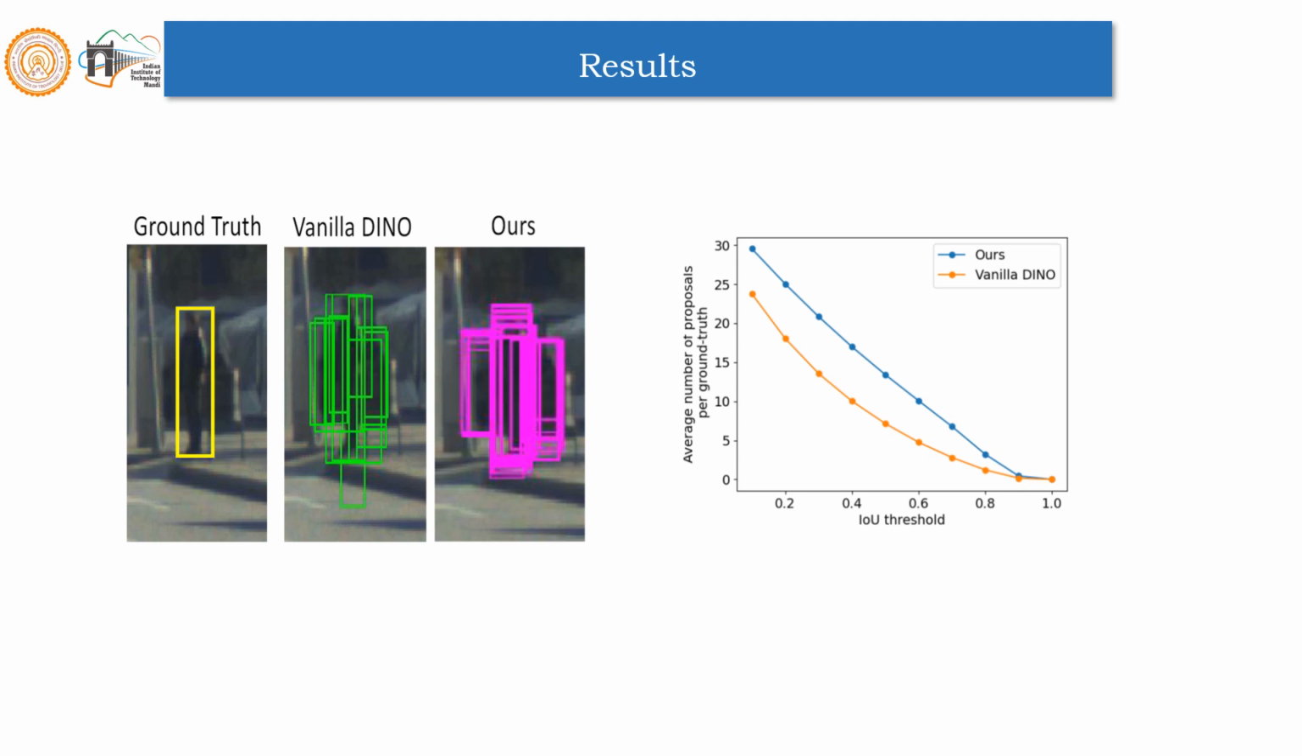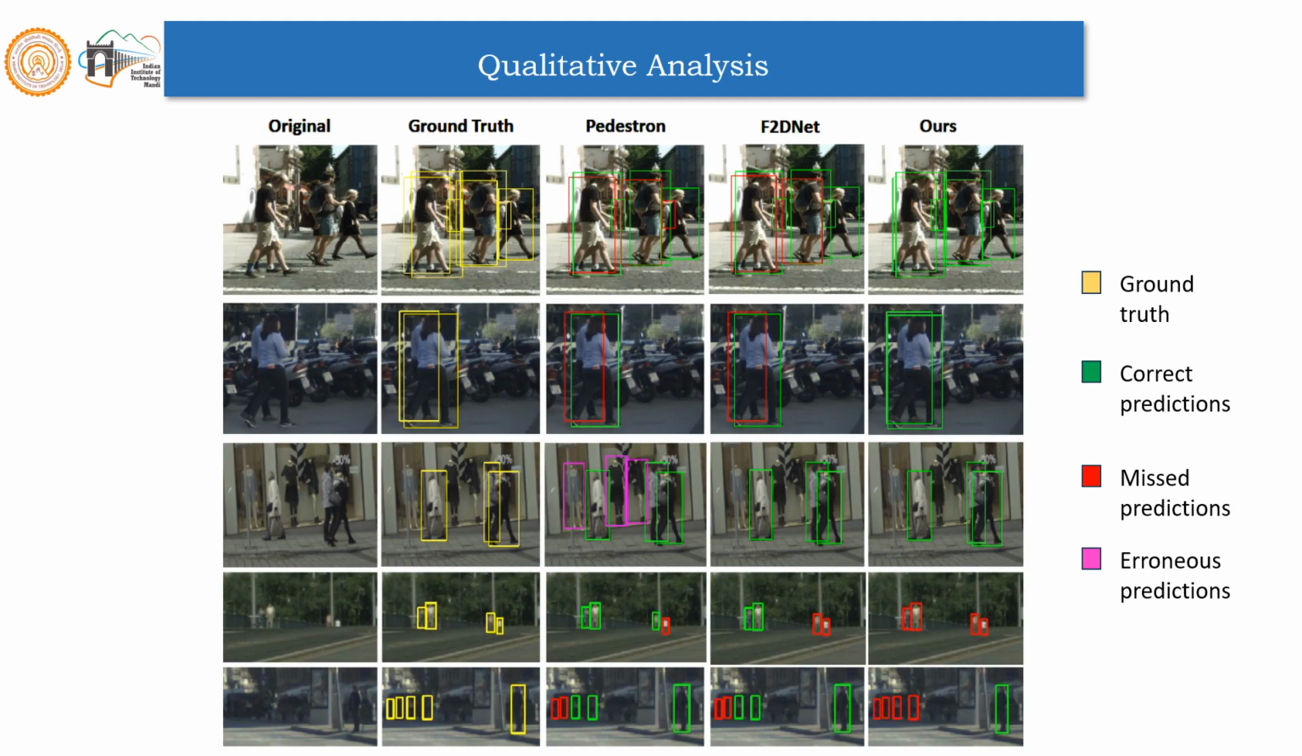Quantitatively, we see an average increase in the number of proposals per ground truth in comparison to that of the vanilla DINO. Let us try to perform a qualitative analysis to compare the performance of our model with the existing state of the art. The yellow color bounding boxes are the ground truths, the green color ones are the predictions, the red color ones are the mispredictions, and the magenta ones are the false positives. We are able to observe that our model performs better in comparison to the existing works in the heavy occlusion scenario, and our model is able to detect objects of different sizes. You also observe that our model fails in scenarios when the objects are really small.